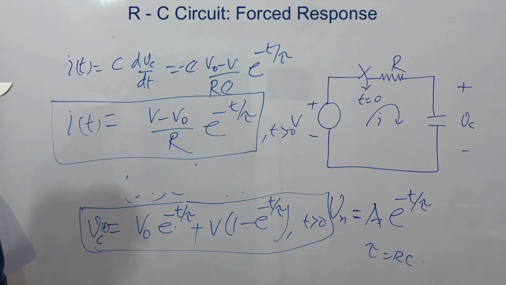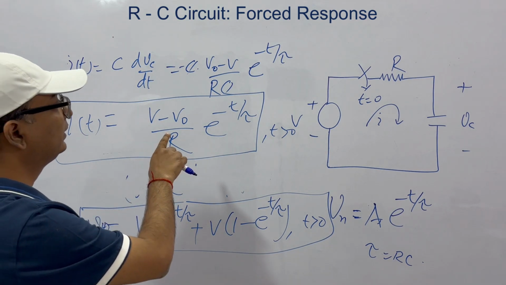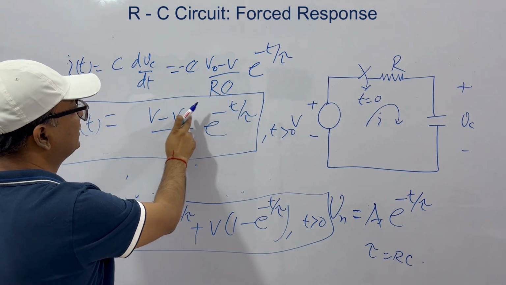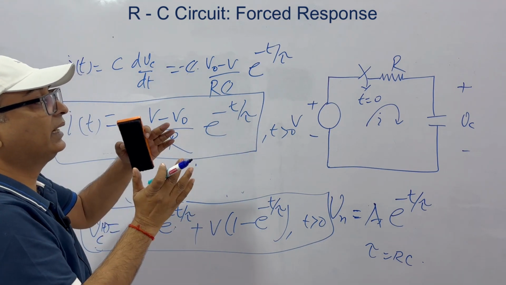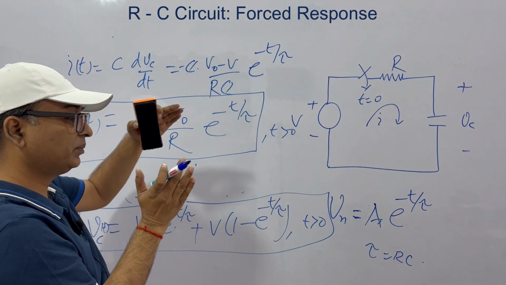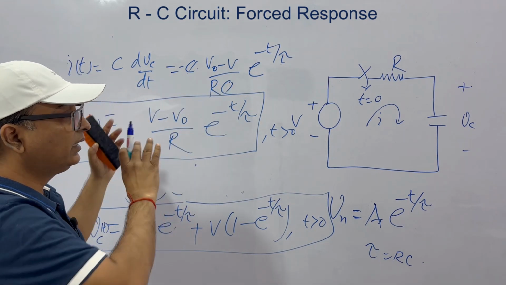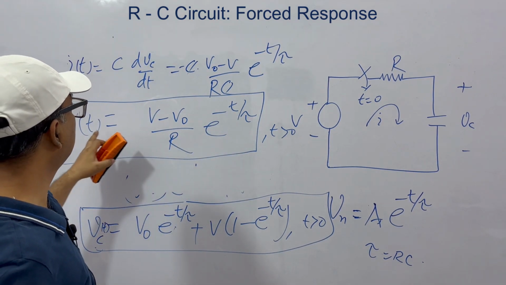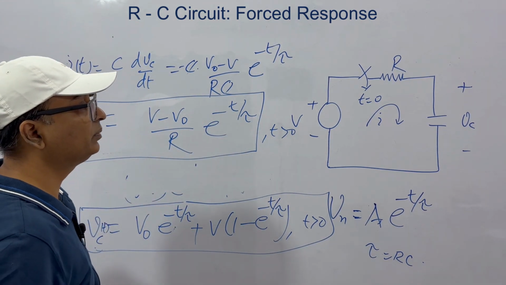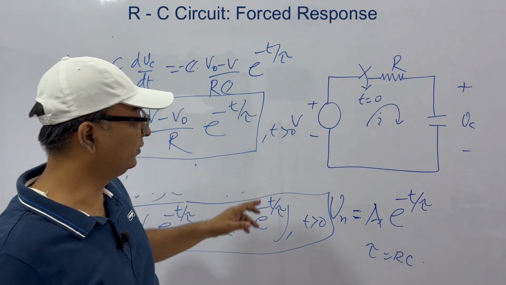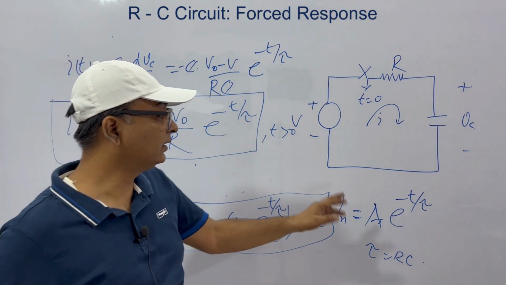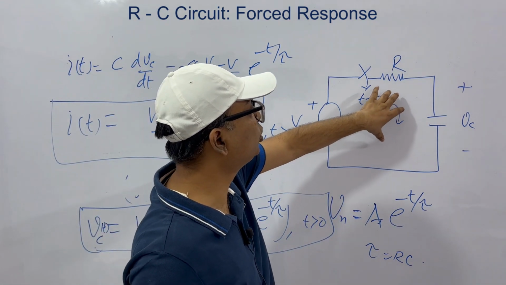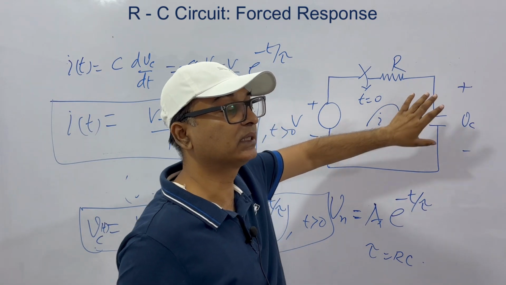Now from here, what we see is that at t equal to 0, if you put t equal to 0, this is V minus V0 by R. That is, the capacitor acts as a voltage source. That is, a fully charged capacitor, when you connect it to a resistor, behaves as a voltage source. And at t equal to infinity, this is 0, meaning no current flows, the way we found this value V in the forced response. So at t equal to infinity, current stops flowing. That is, the capacitor becomes an open circuit.